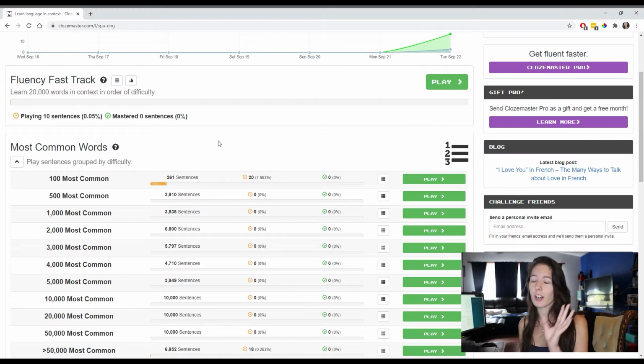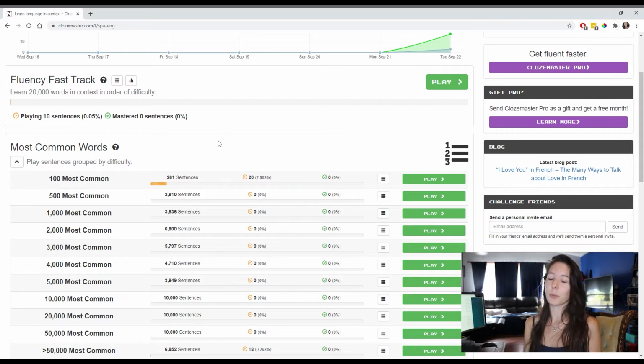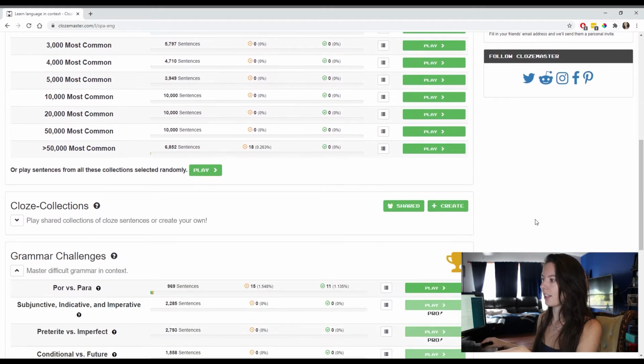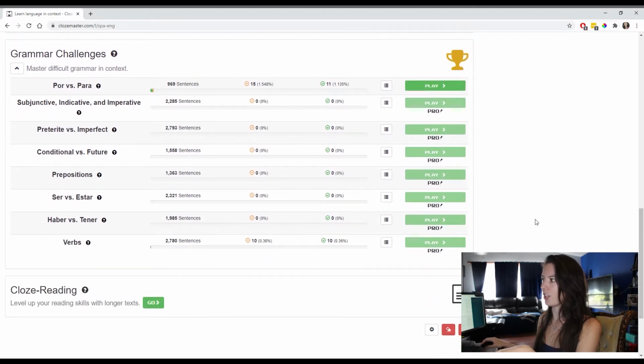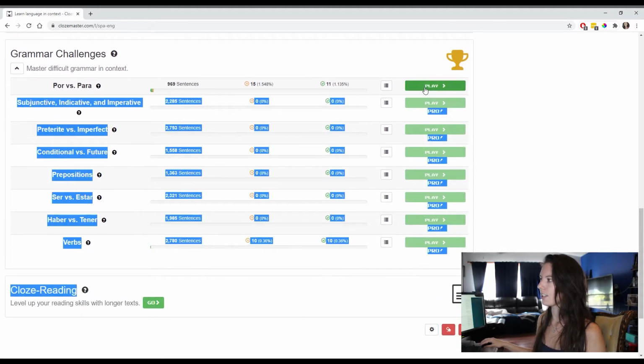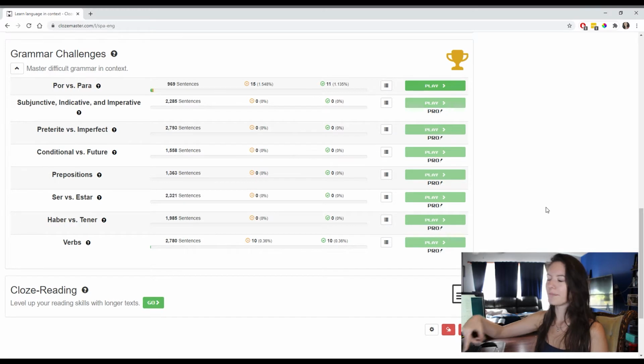Technically, those words are incredibly common and probably the most important words that you will use when you're speaking Spanish. The context that they're presented in is not beginner. It's intermediate, absolutely. So do bear that in mind. So we have the most common words. Let's talk about grammar challenges. Now, as you can see, these are all pro, like $8 a month at most. So if you really enjoy Clozemaster, and I really like Clozemaster, then this is absolutely worth it.